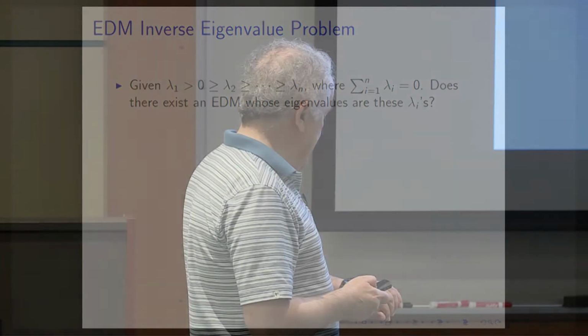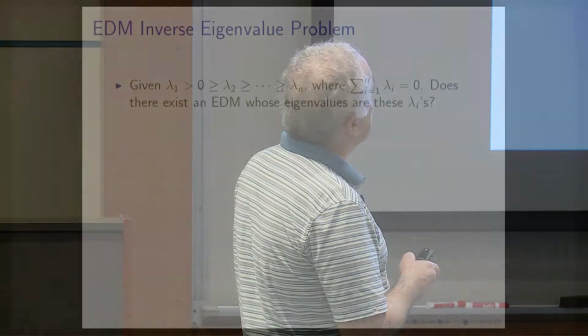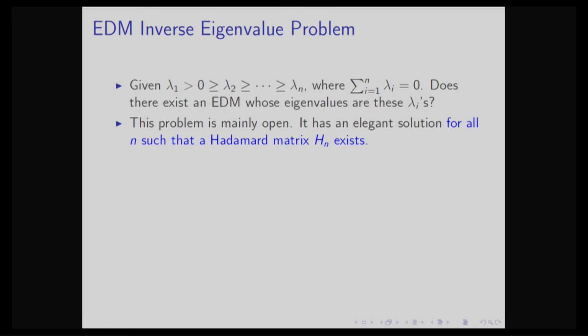Okay, now finally, this is the EDM inverse eigenvalue problem. So if you are given scalars satisfying these inequalities, so one of them is positive and the others are non-positive, and they add up to 0, the question is, does there exist an EDM having these as eigenvalues? Okay. Now, you want the sum to be equal to 0 because the trace is 0, because the diagonal is 0. Okay. This problem is mainly open. There is some work but it's mainly open.